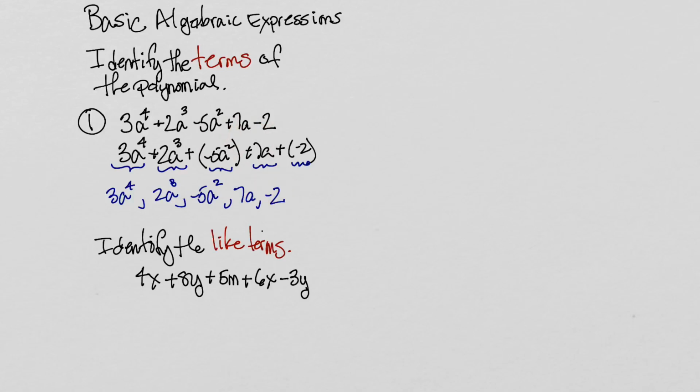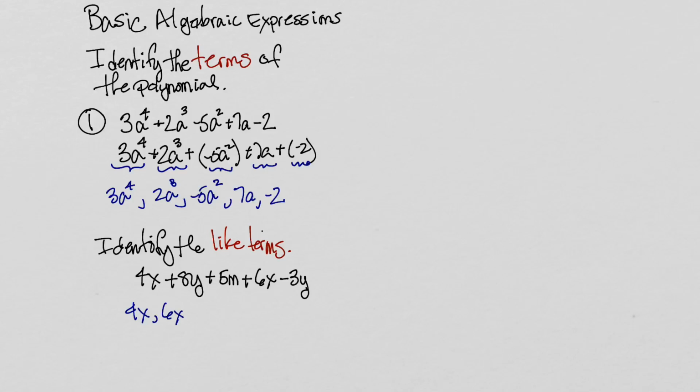Now what we want to do in this expression here is to identify the like terms. Like terms are terms that have the same variable, but perhaps the same or different coefficients. So look at the x. We've got 4 of them here, and then over here we've got 6 more. These are like terms. We'll write that 4x and 6x are like terms.